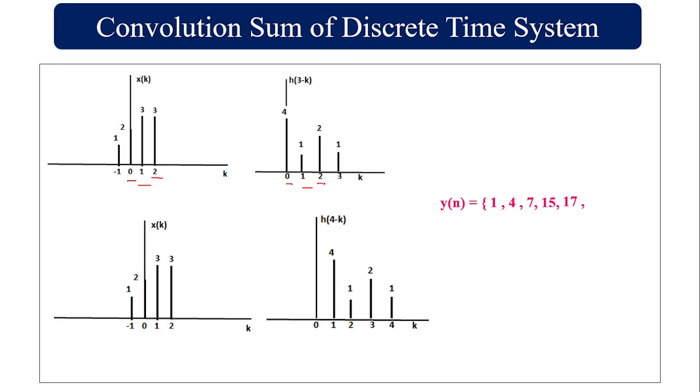Then I'll be getting x of k into your h of 3 minus k. So here it is going to be 1 corresponding value. So it's going to be 4 into 3. Again it's going to be 3 into 1. So the corresponding value is 15.